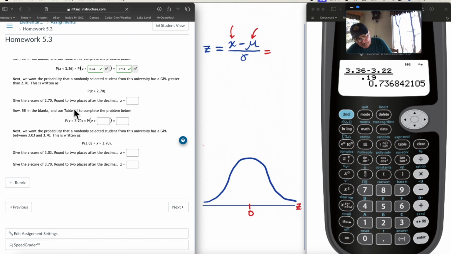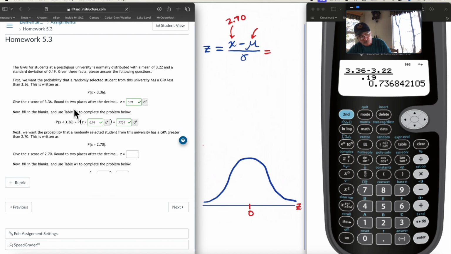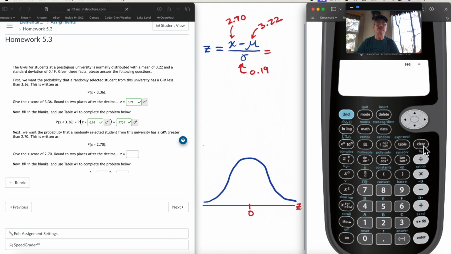So again, x is 2.70. I should not have erased the mean. The mean was 3.22. And the standard deviation, I think, was 0.19. Okay, so we'll do this computation real quick over here. Fraction 2.70, you could just do 2.7 on that. You don't need the 0 at the end. And minus 3.22.